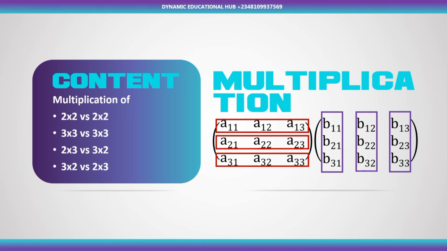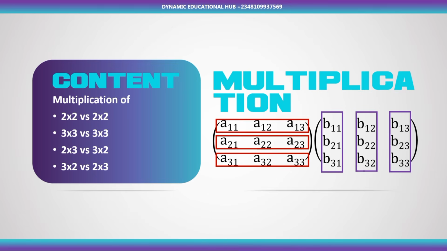We have come to the end of the class, and in this class we are able to learn how to multiply two different matrices together, even though they are of different orders or they are of the same order. We're able to see 2 by 2 against 2 by 2, 3 by 3 against 3 by 3, 2 by 3 against 3 by 2, 3 by 2 against 2 by 3.